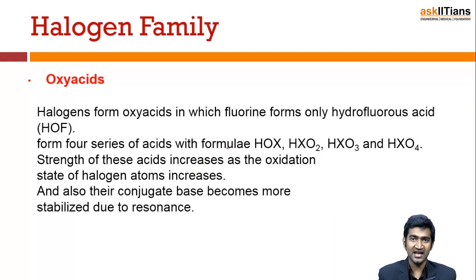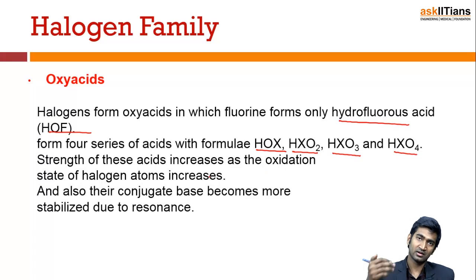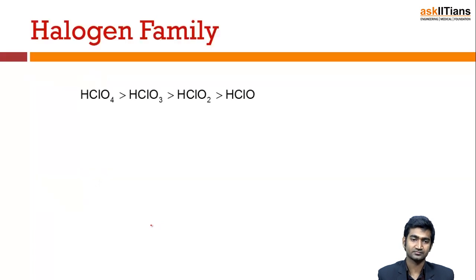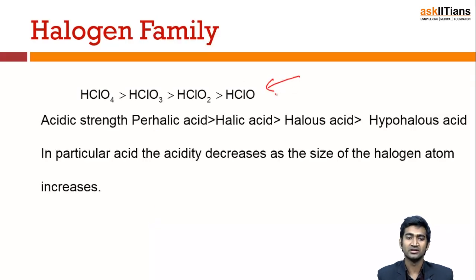If I talk about the oxyacids, fluorine forms only hypofluorous acid, HOF type. The rest form HOX, HXO2, HXO3, HXO4. And strength will increase as you go down the group. The higher the oxidation state, the more the strength. Also, their conjugate base becomes more stabilized due to the resonance factor. So this is the order of acidic strength.